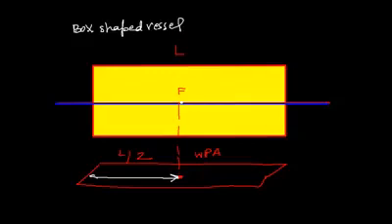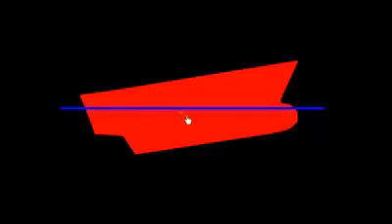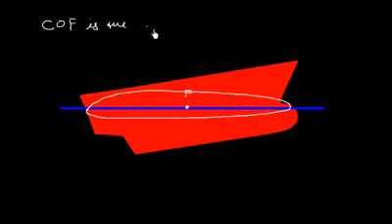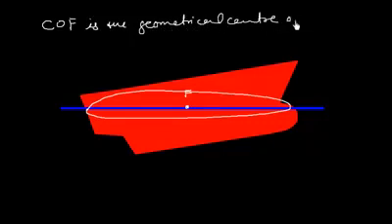Similarly, in case of a ship, if the vessel trims like this at the center of flotation, this is nothing but the geometrical center of the water plane area. So we may write COF is the geometrical center of water plane area.